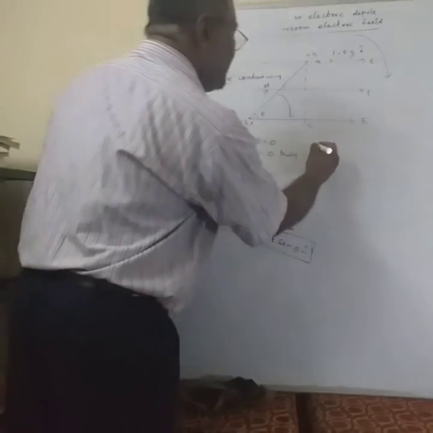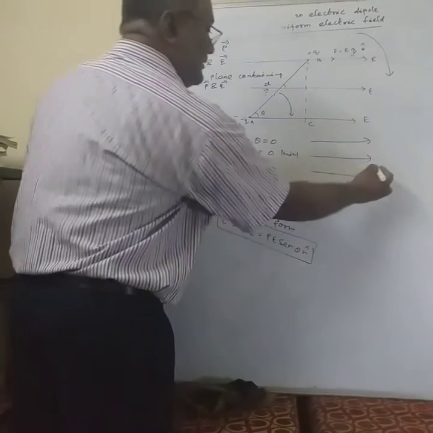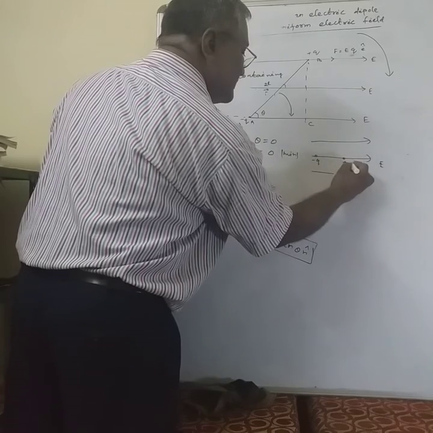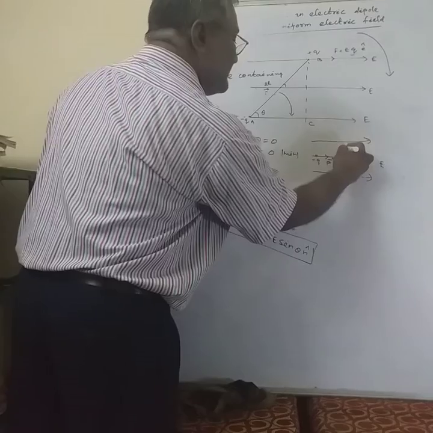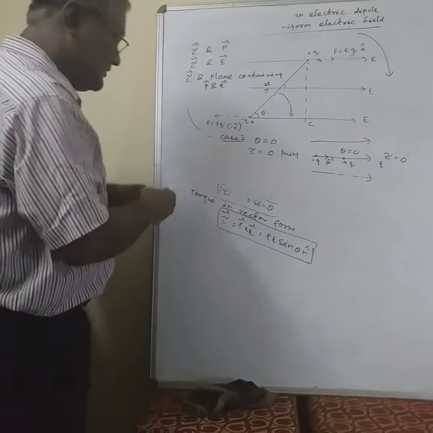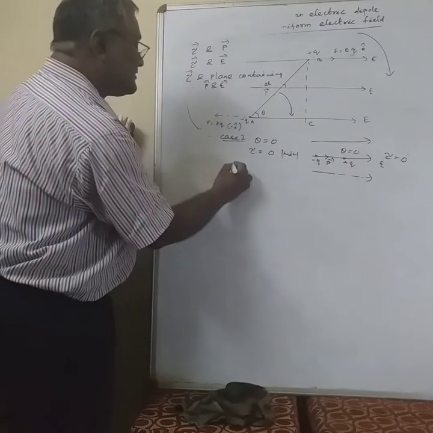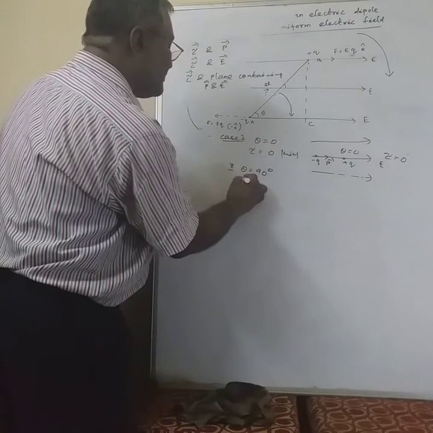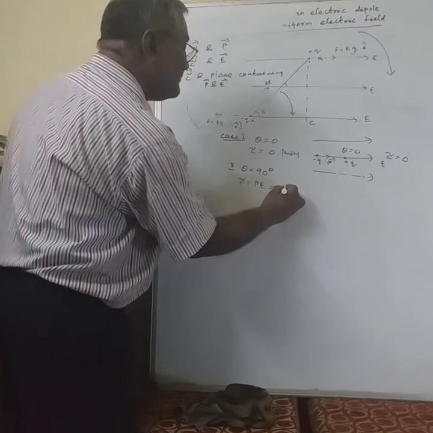How will the figure be? This is the electric field, and if the dipole is here, minus q, here it is plus q, this is also the direction of P, angle between them theta is 0, your torque also will be 0. Then second case. What is the second case? Case 2, if theta is equal to 90 degree, then torque will be PE sin 90, maximum.